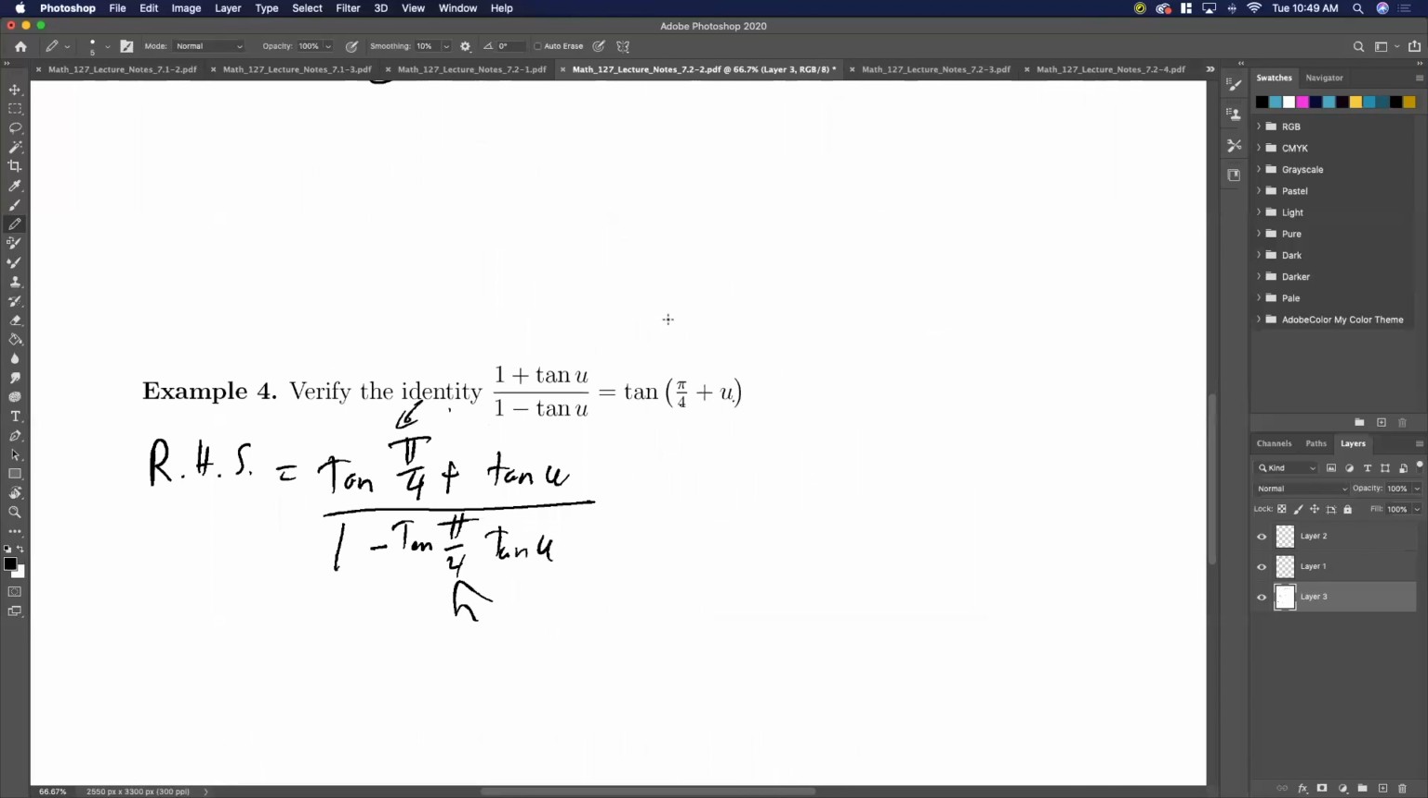So here I have this, and so tangent of pi over 4 is, of course, 1, right? And since I know this is 1, this is just going to be 1 plus tangent of u times 1 minus 1 times tangent of u, which is just tangent of u, and that equals my left-hand side. So I'm done. Okay?